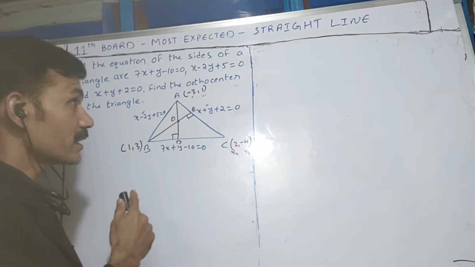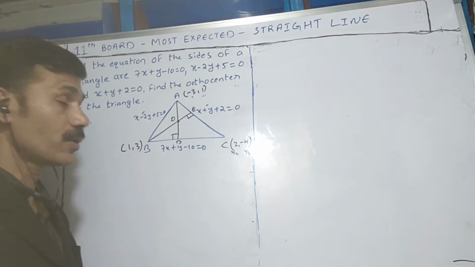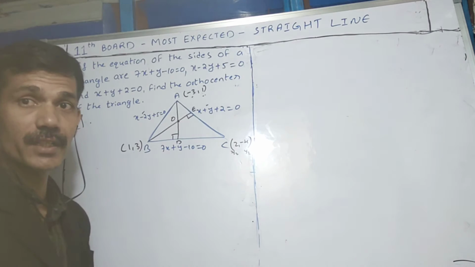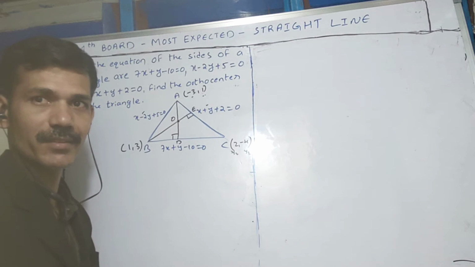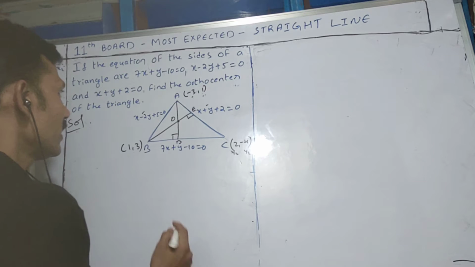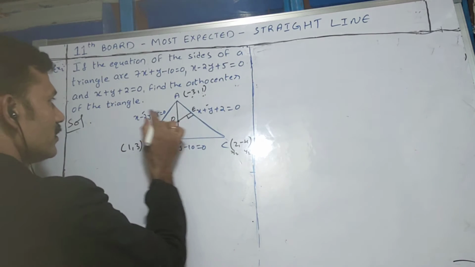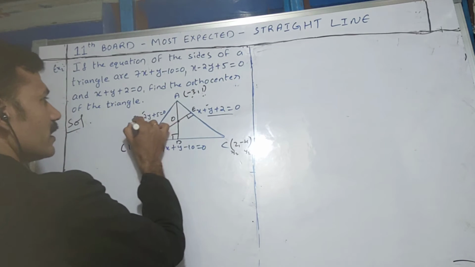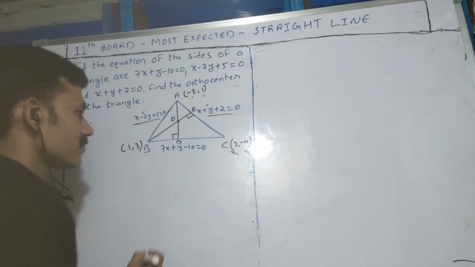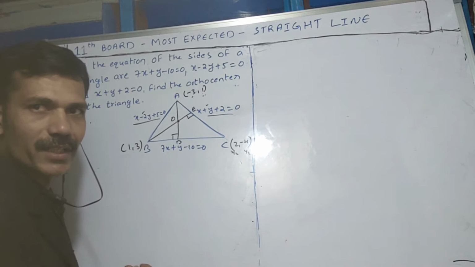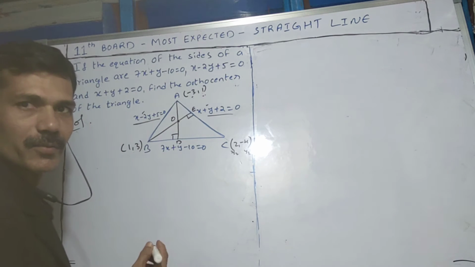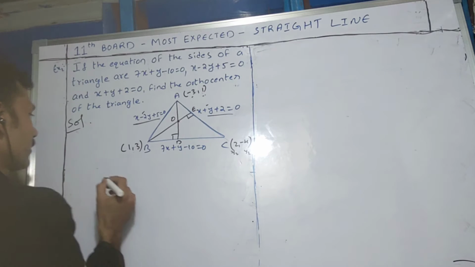First we need to find the vertices of the triangle, the coordinates. How to find the coordinates when line equations are given? Yes, we have to solve them. See, if I solve these two equations, I am going to get the coordinates of A. I already wrote the coordinates, but we'll solve and we'll verify.